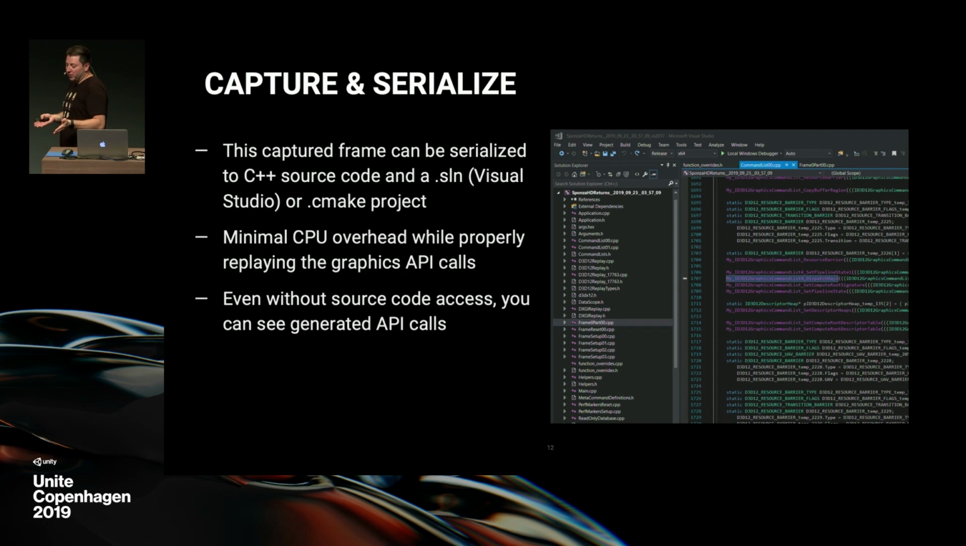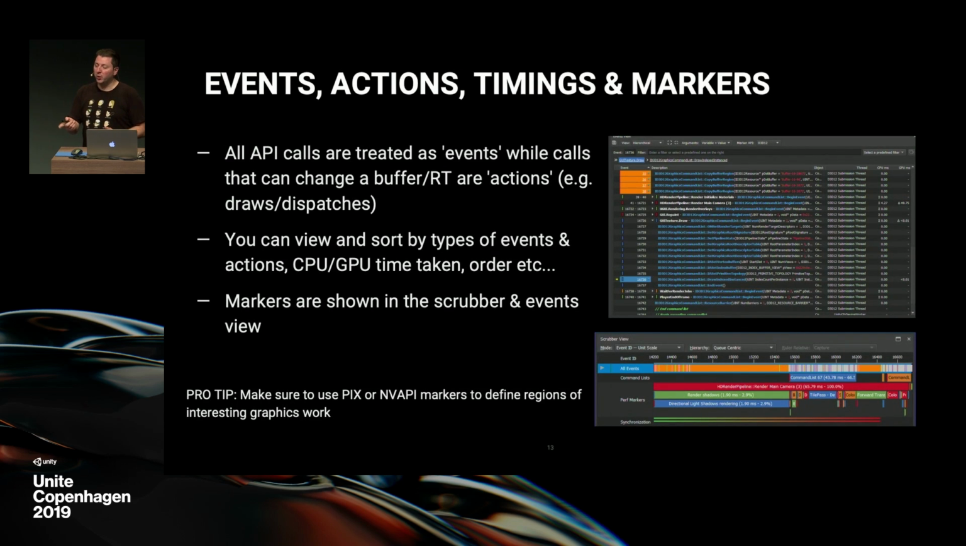So, you've got the C++ source code here. Like I said, pretty minimal overhead, and even without source code access to Unity, you can actually see what the API dump looks like, right? Everything that Unity is doing in its render, effectively you have the equivalent C++ capture. You're not looking at Unity source code, you're seeing what the GPU is getting. Very, very handy.